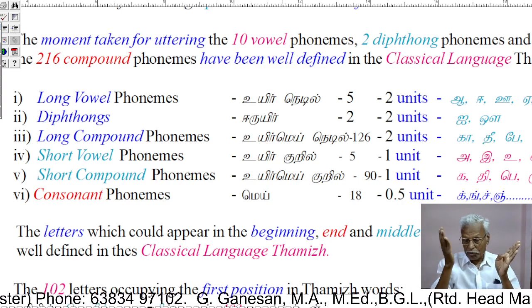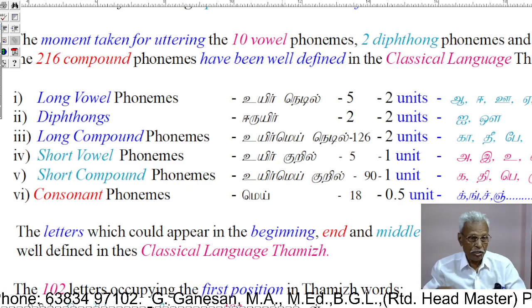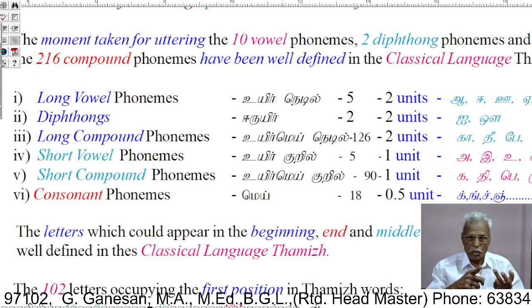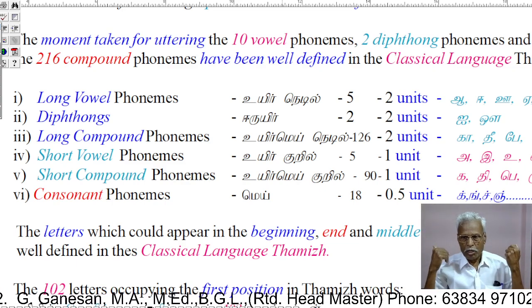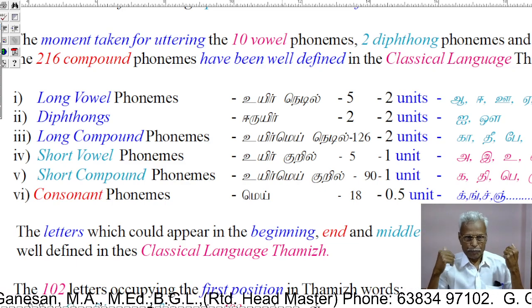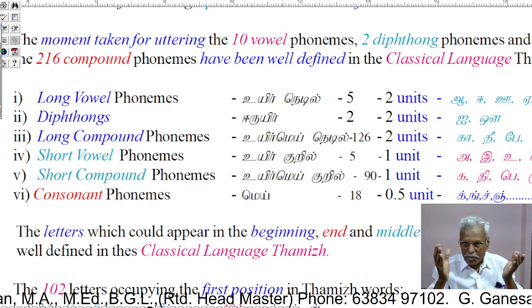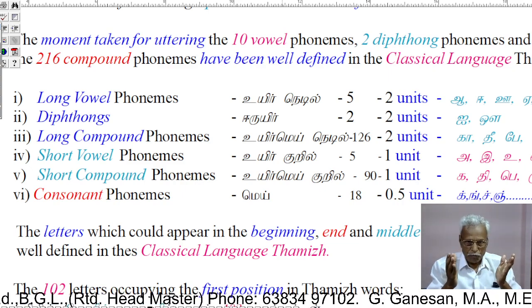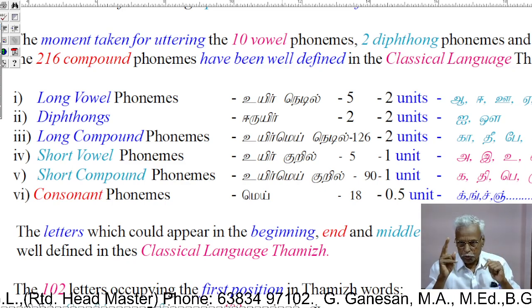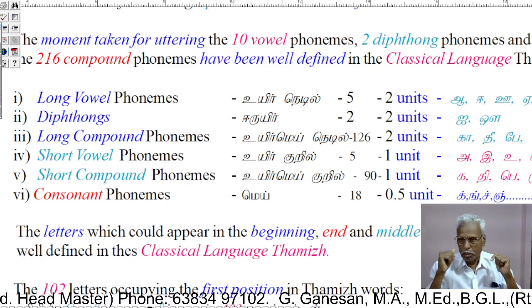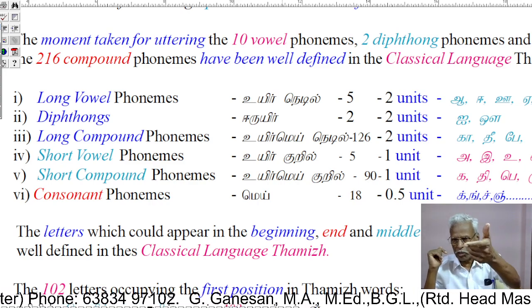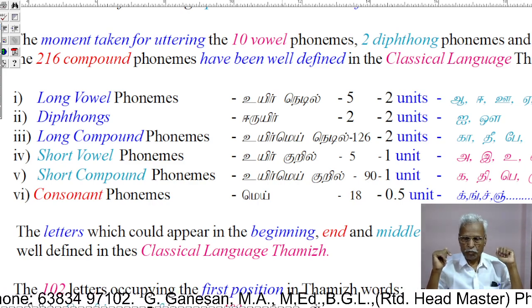What is the length of the time taken for uttering these vowels, diphthongs, consonants and compound letters? That is, the time taken for the 5 long vowels. Time taken for uttering the 5 long vowels is 2 units. For uttering these 5 vowels, the time taken is 2 units.